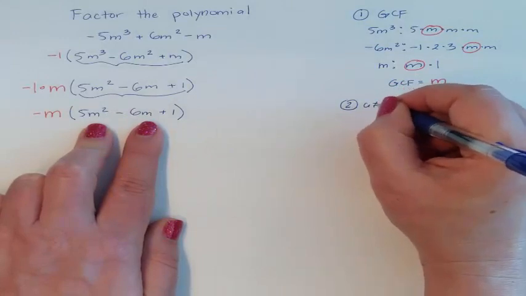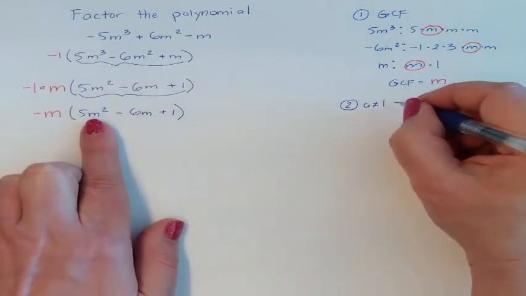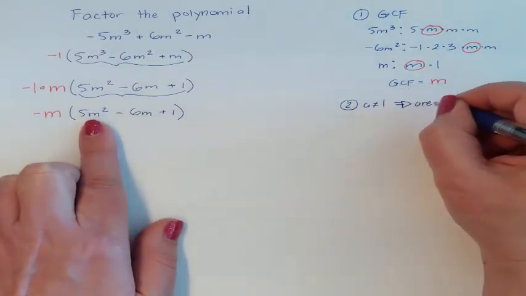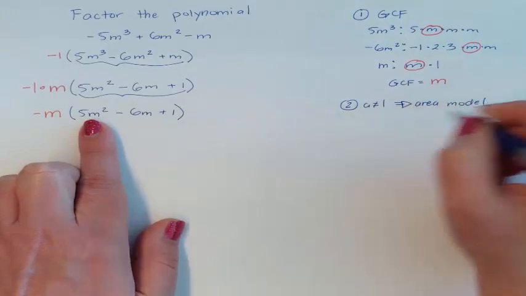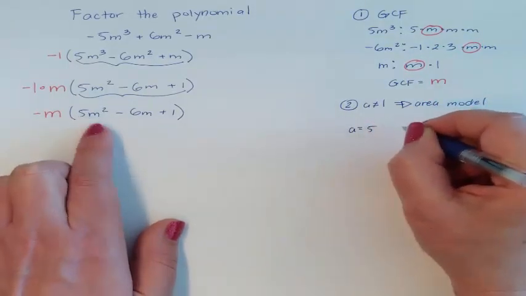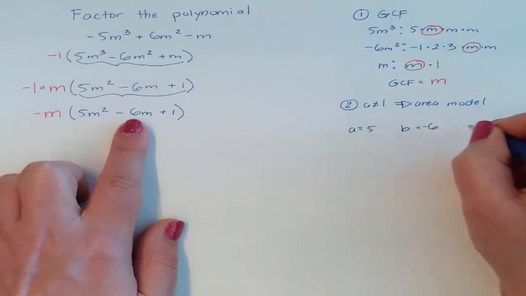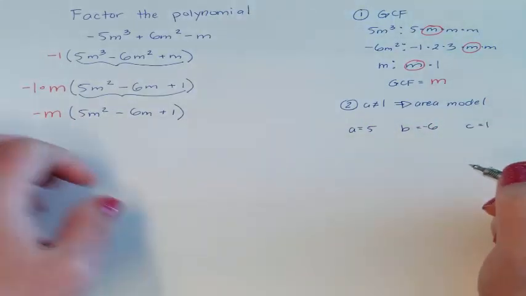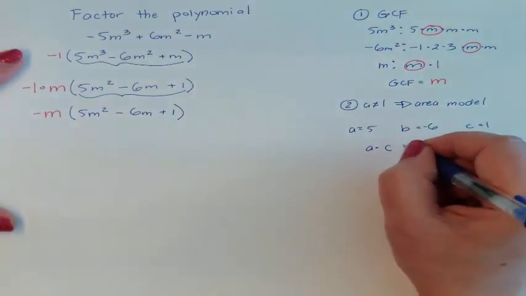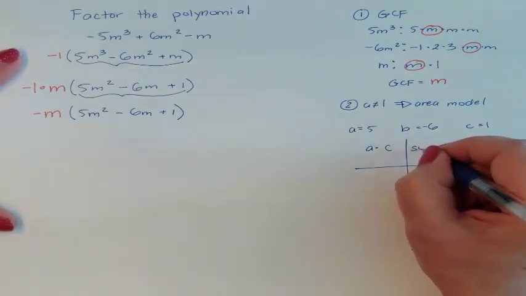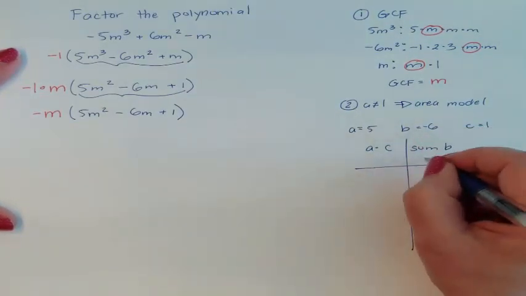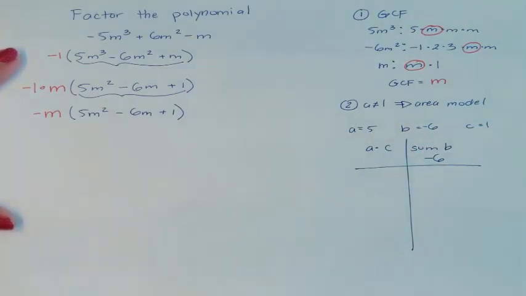A is not 1. Since A is not 1, that meant that I have to use the area model. So A is 5, B is negative 6, and C is 1. And I need to do my A times C, somebody better add up to B list. B is a negative 6. A of 5 times C of 1 is 5.